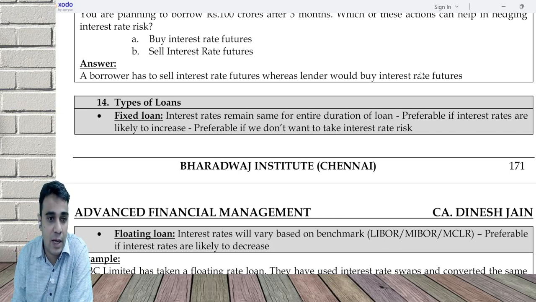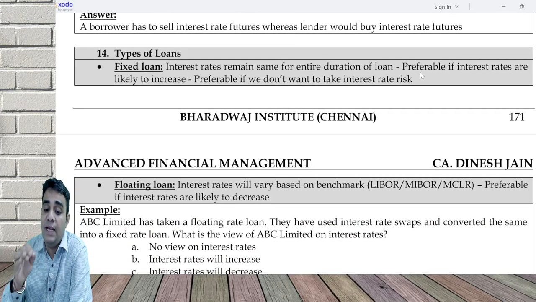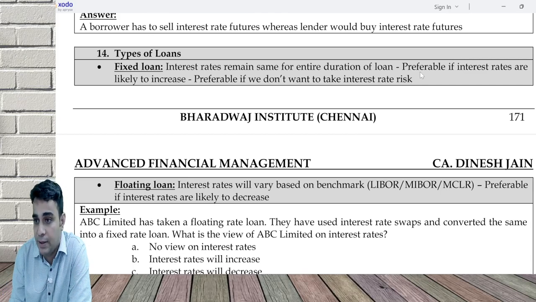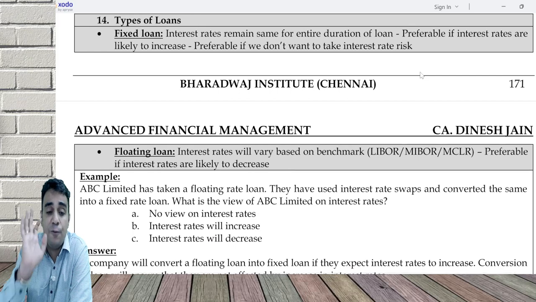Practically, fixed loans are almost negligible. Very rarely you will get a fixed loan. For a longer period, they give only floating loans. A floating loan is preferable where you believe interest rates will decrease. You believe interest rates will decrease, then you'll do it. ABC has taken a floating rate. I have taken a floating rate.